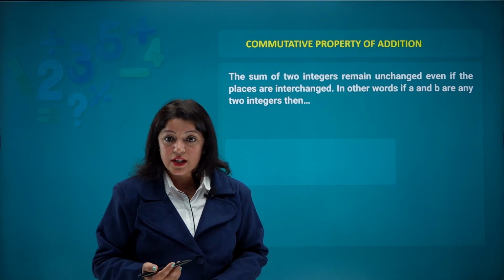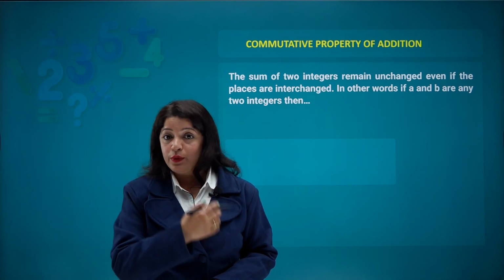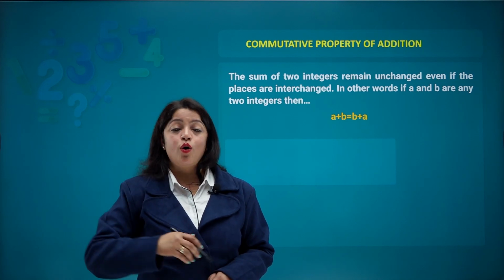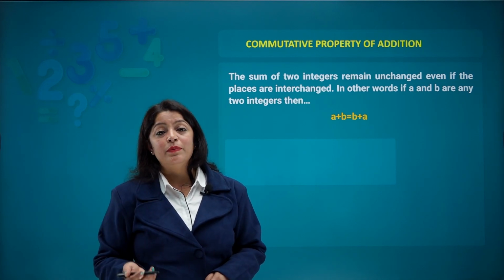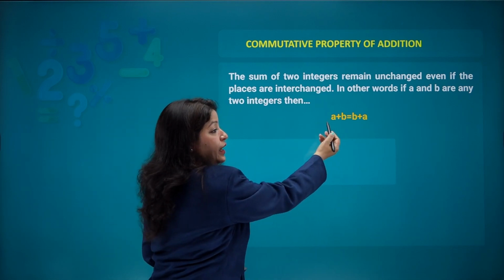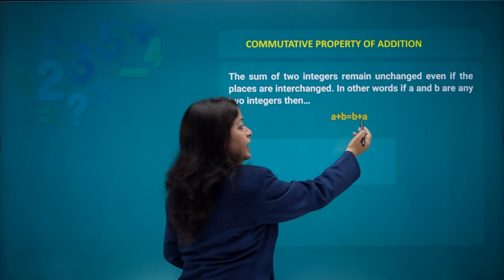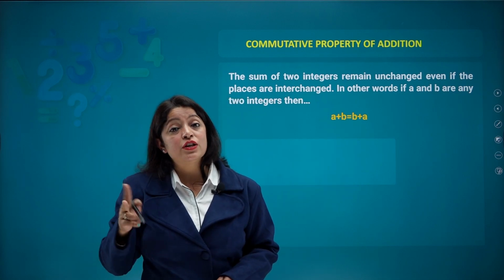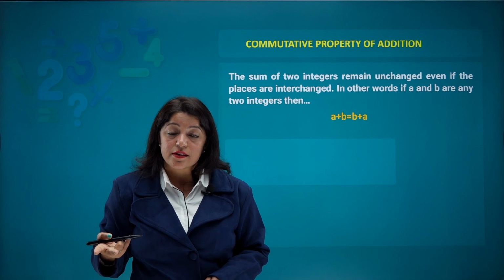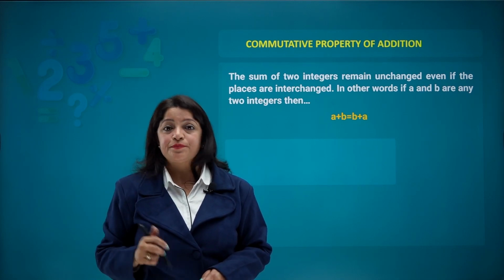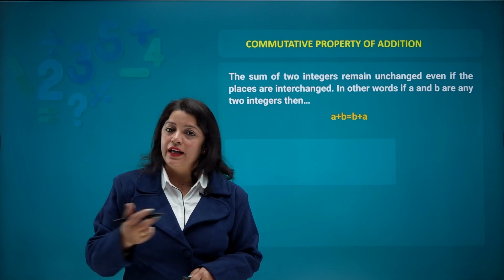In other words, if a and b are any two integers, then we can say a plus b or b plus a. The result will be the same. Whether you are adding b to the number a or adding a to the number b, the result will be the same. That means you can change the order of the addends. Addends are the numbers, or integers, which you are adding, right? So you can add them in any order.